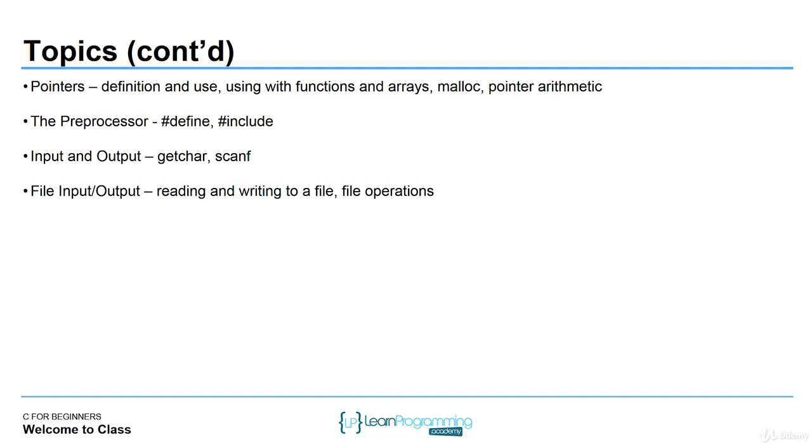C is a very low-level language in that it can do a lot of things efficiently and fast, and file writing and reading is at that low level. You can interact with the operating system pretty nicely.